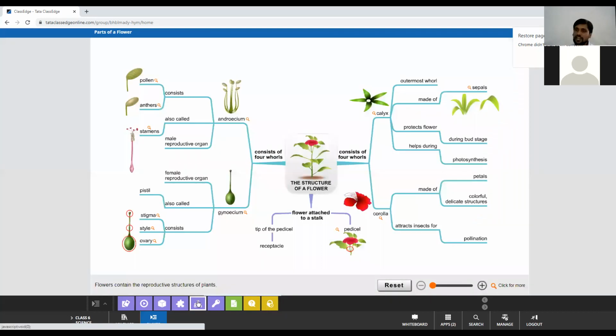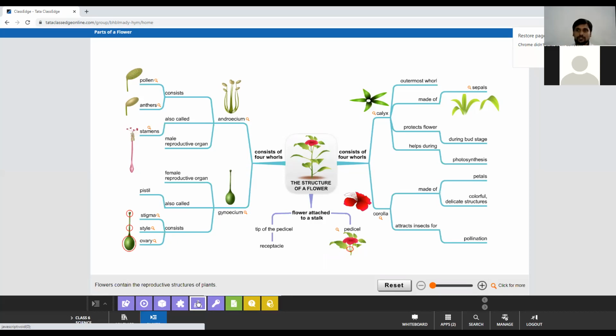Then for brief understanding, we have a mind map of whatever we just discussed. Observe the mind map carefully. The flower structure was given here. We divided it into four whorls: calyx, corolla, androecium, and gynoecium. Calyx is the outermost whorl, which helps to protect the flower during bud condition. Corolla is colorful, which attracts the insects for pollination.